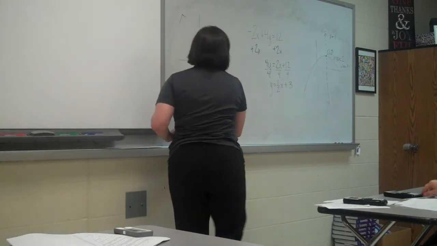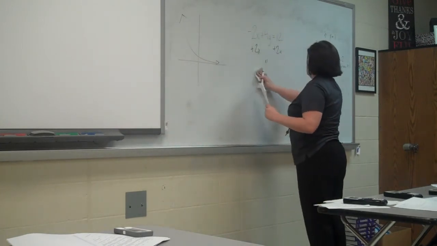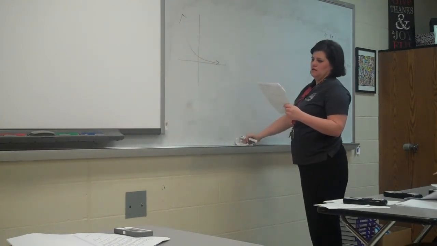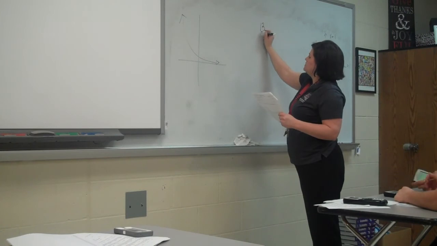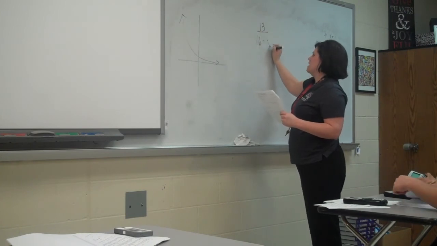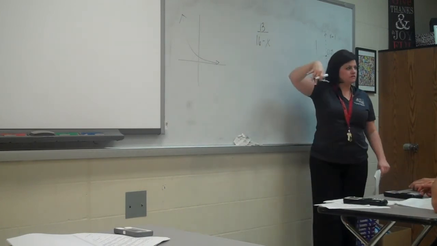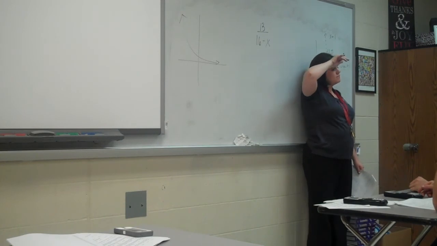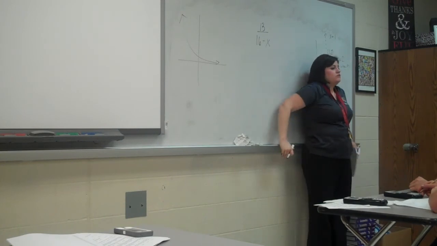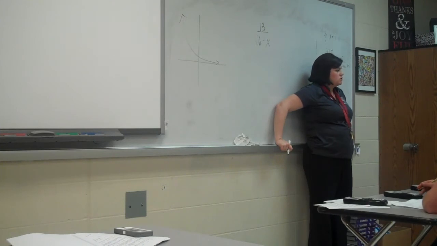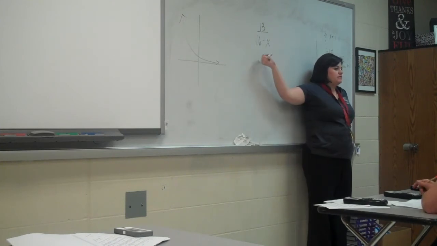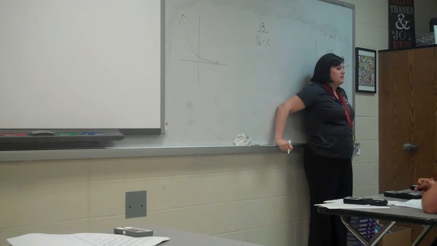All right, 32. We got a rational function, 13 over 16 minus x. What do you have to worry about with the domain of something that's got fractions? You don't have to worry about everything. You only have to worry about the denominator. The denominator cannot be 0. So what can x not be in this problem? 16. X can't be 16.